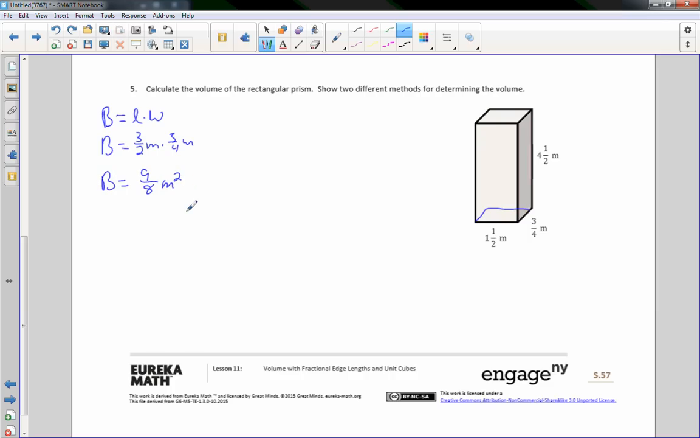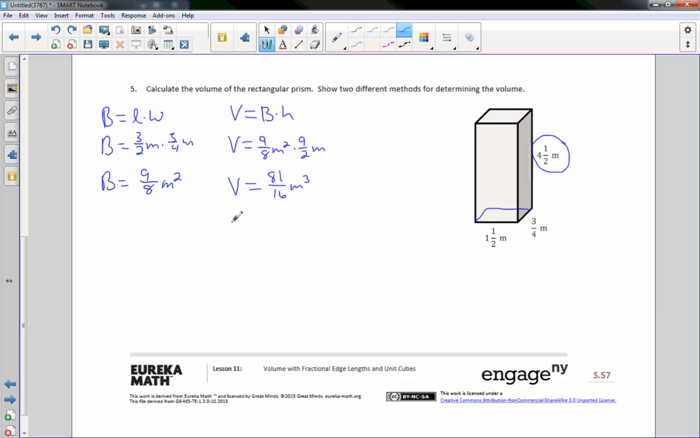Okay, so I found the area of the base. Then I want to find the volume. Volume equals the base area times the height of the prism. We already found the base area, which is 9/8 meters squared. And then we look at the height of the prism, and it's 4½ meters, which is 9/2. So I change that to 9/2 meters, and I find my volume. 9 times 9 is 81. 8 times 2 is 16. Meters squared times meters is meters cubed.